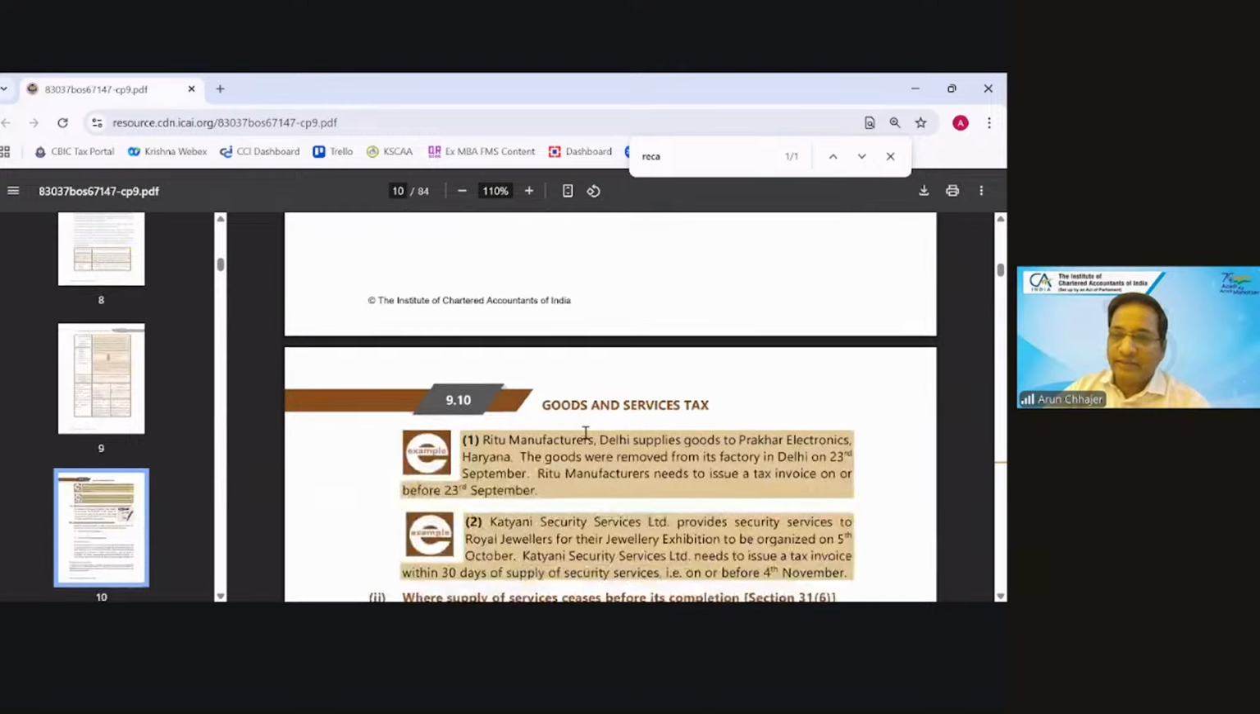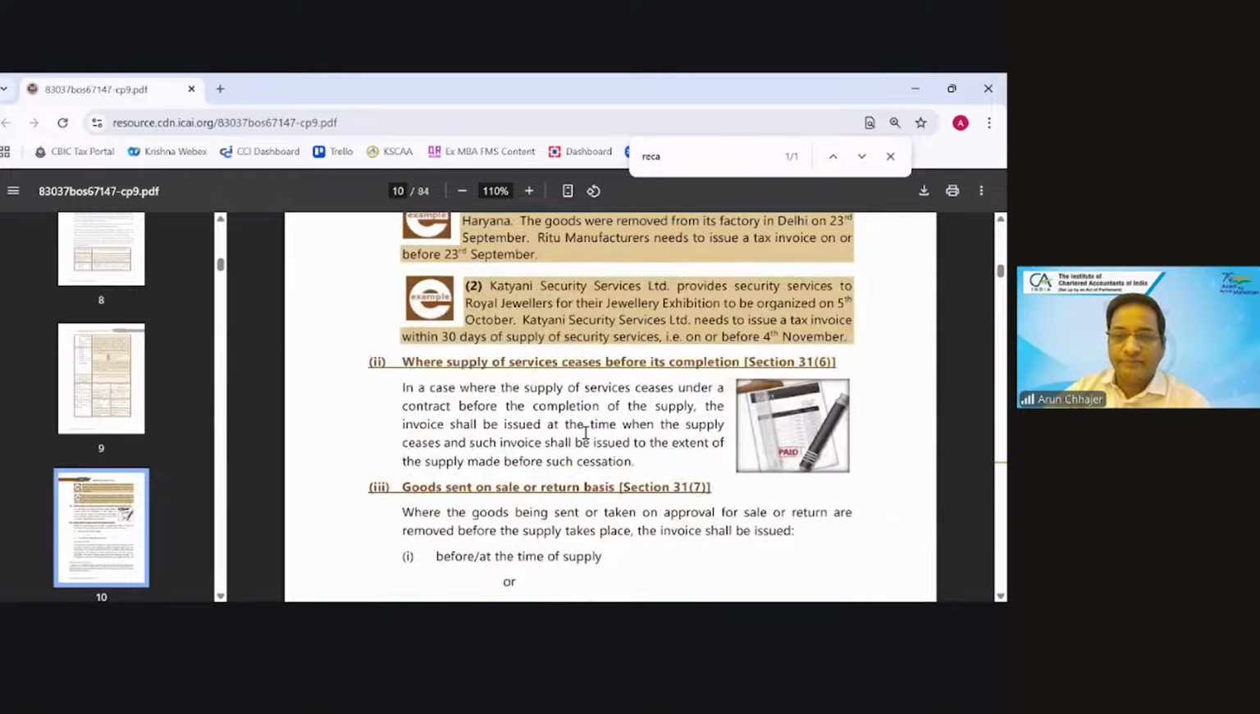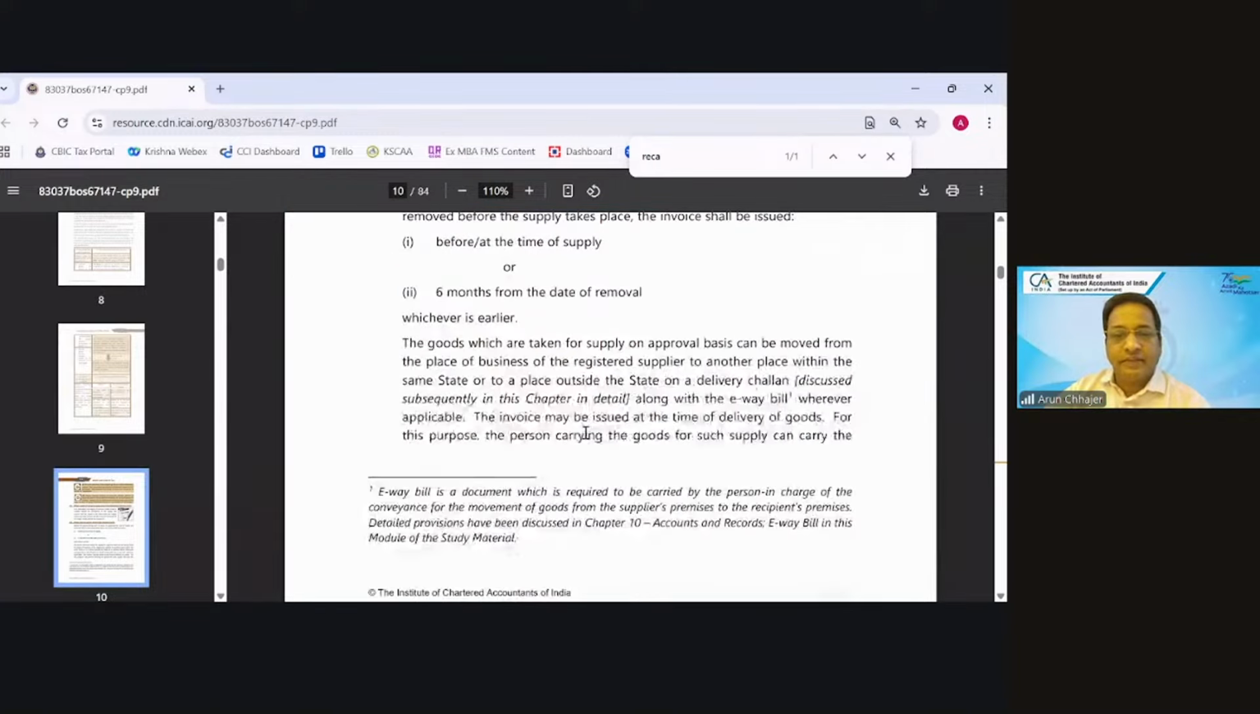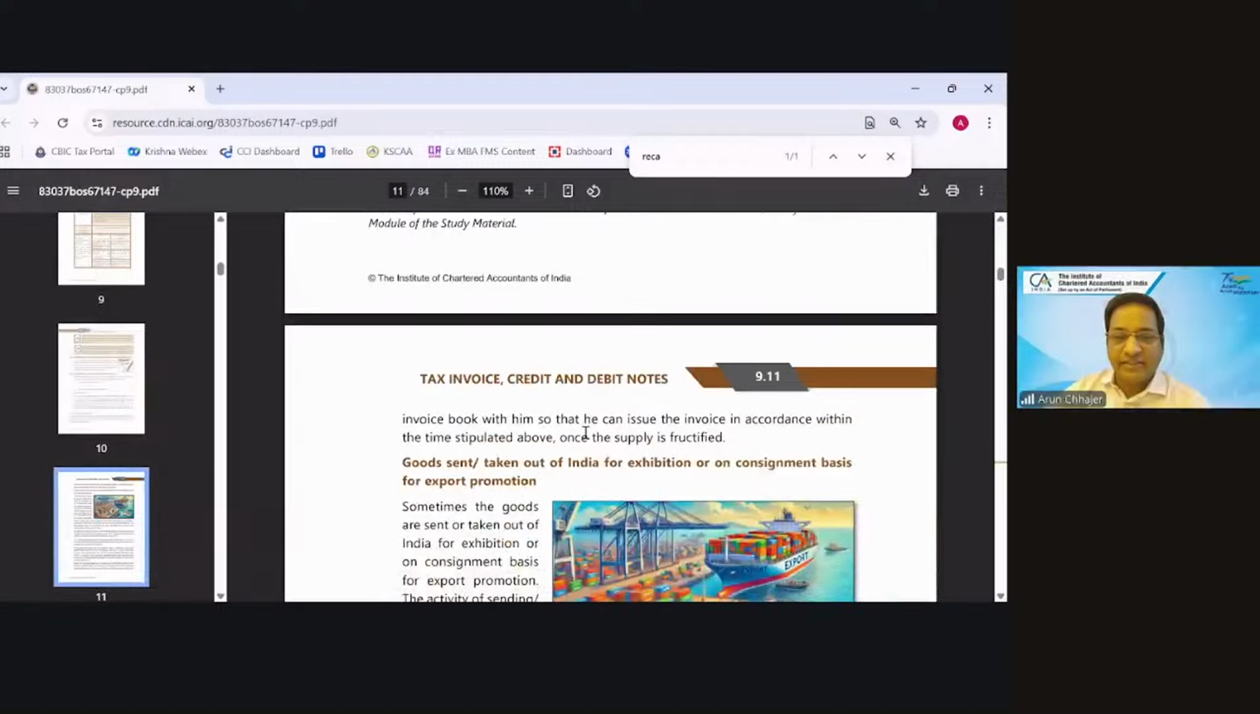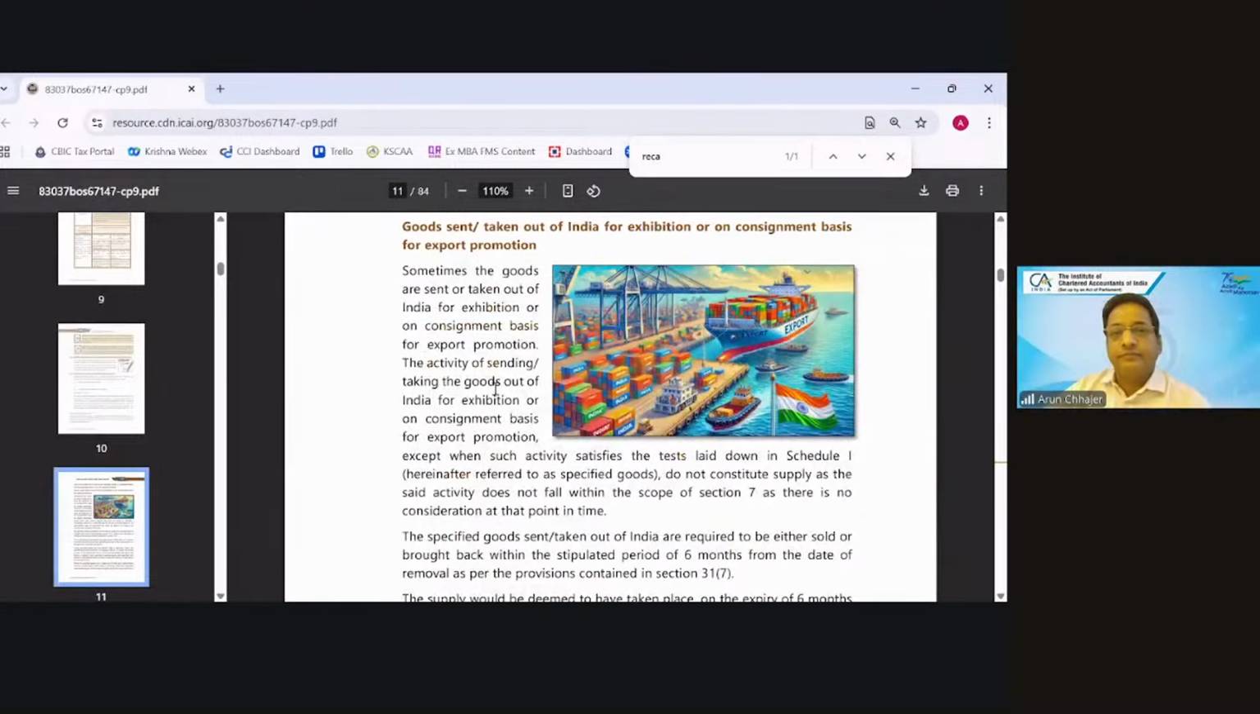Now we are talking about continuous supply of goods and continuous supply of service. Continuous supply of goods we have already clarified. Continuous supply of service we are already clear. Correct? So I'm just leaving. 31.6 is clear. 31.7 is clear. Now let's move on. Let's read this. There is one clarification.